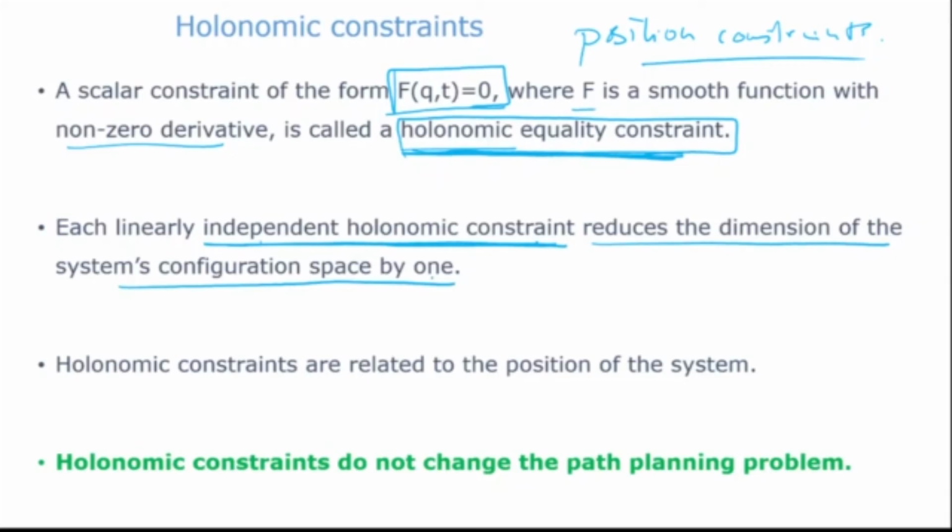In the previous case, it was 6 degrees of freedom, and each of the links had two kinematic constraints. So it was -2 and -2 kinematic constraints, and it became 2 degrees of freedom. Okay. So each linearly independent holonomic constraint reduces the dimension of the system's configuration space by 1. So if there are 4 constraints, it becomes 6 minus 4. So we have only 2 degrees of freedom left.